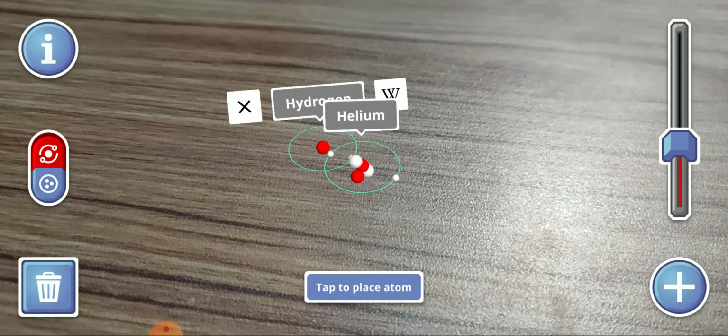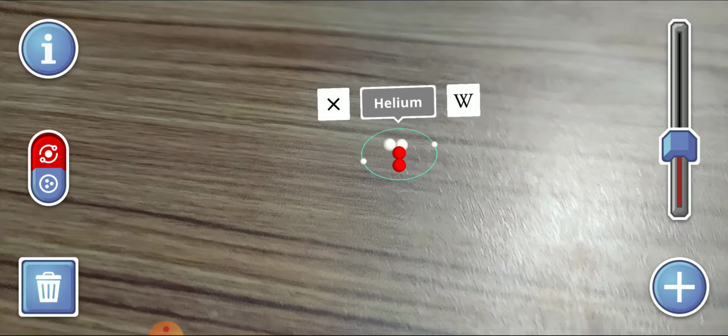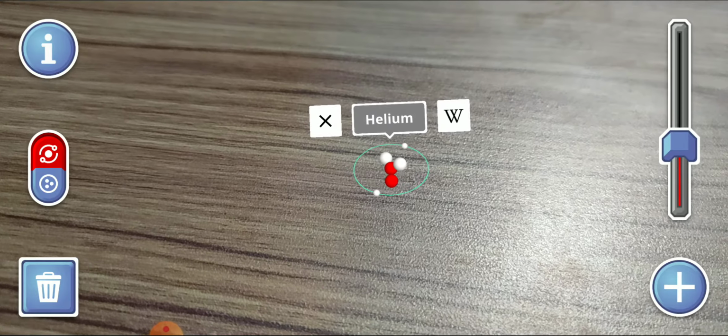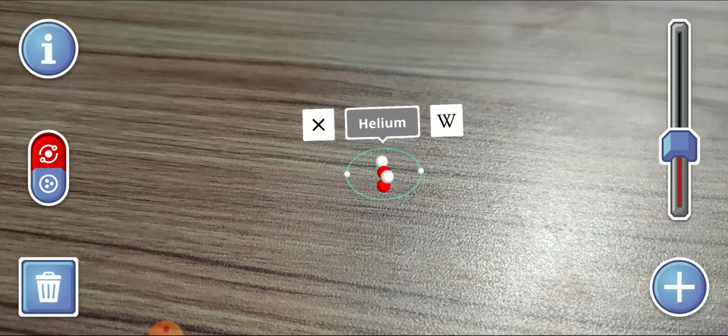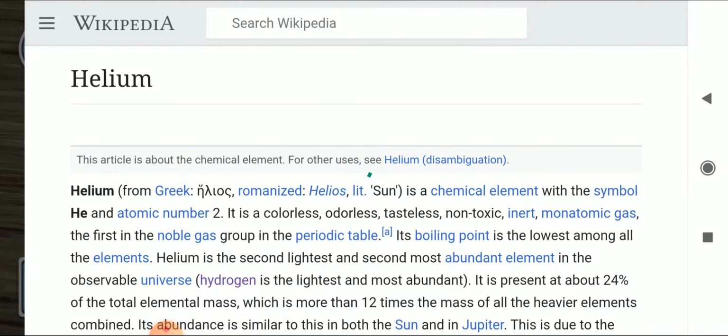Helium. So let me remove hydrogen first. Okay, I have removed hydrogen. The atomic number of helium is 2, and it will look like this, see how nicely it's moving. And again you can get the knowledge about helium also. Now see, very soon it will appear on the screen. Yes, what is written here?